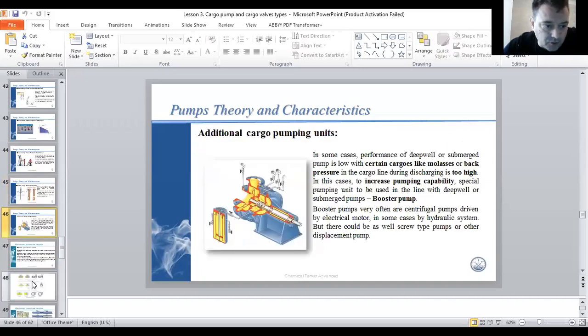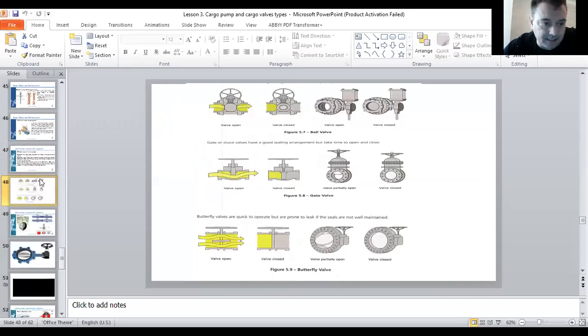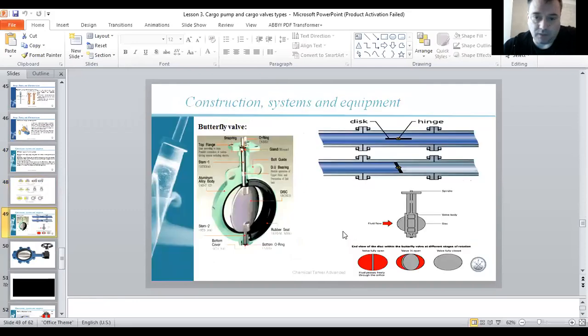Now I want to show you the cargo valves. Another 10 minutes remaining, and I will explain quickly. You normally have three types, plus one, of cargo line valves on deck: the bow valve, the gate valve, and the butterfly valve. All of them have positive and negative sides. Let's discuss them one by one.